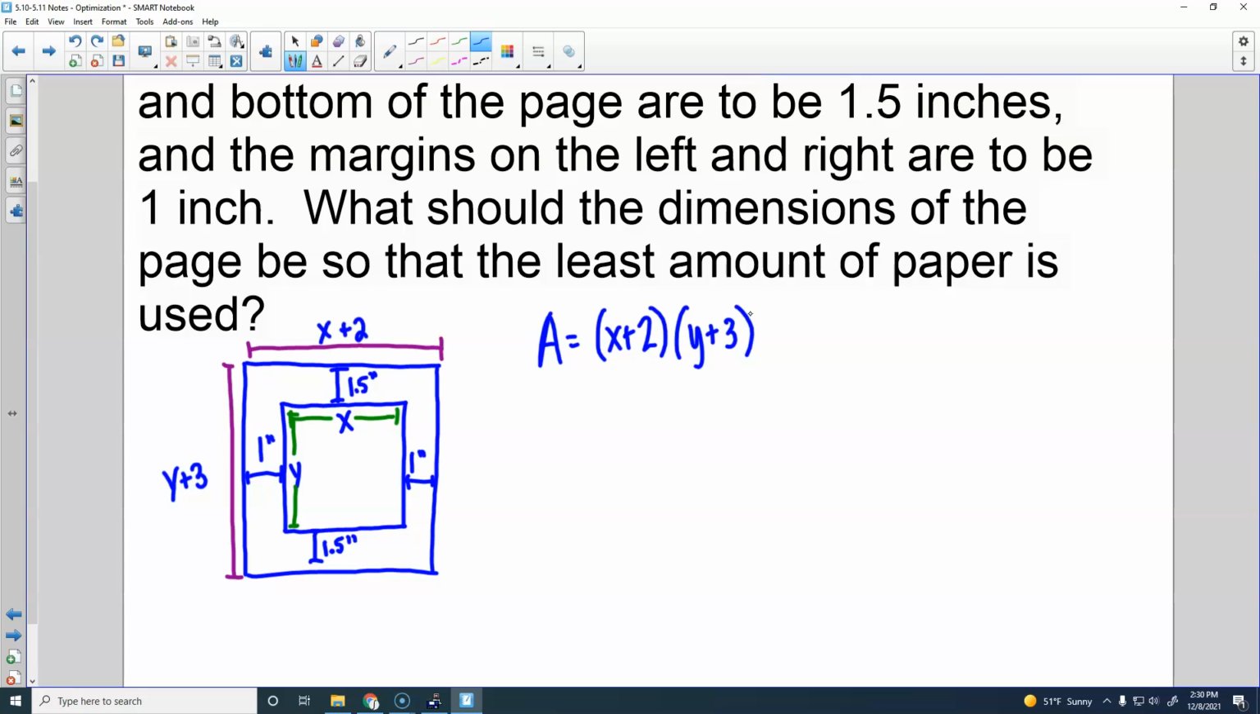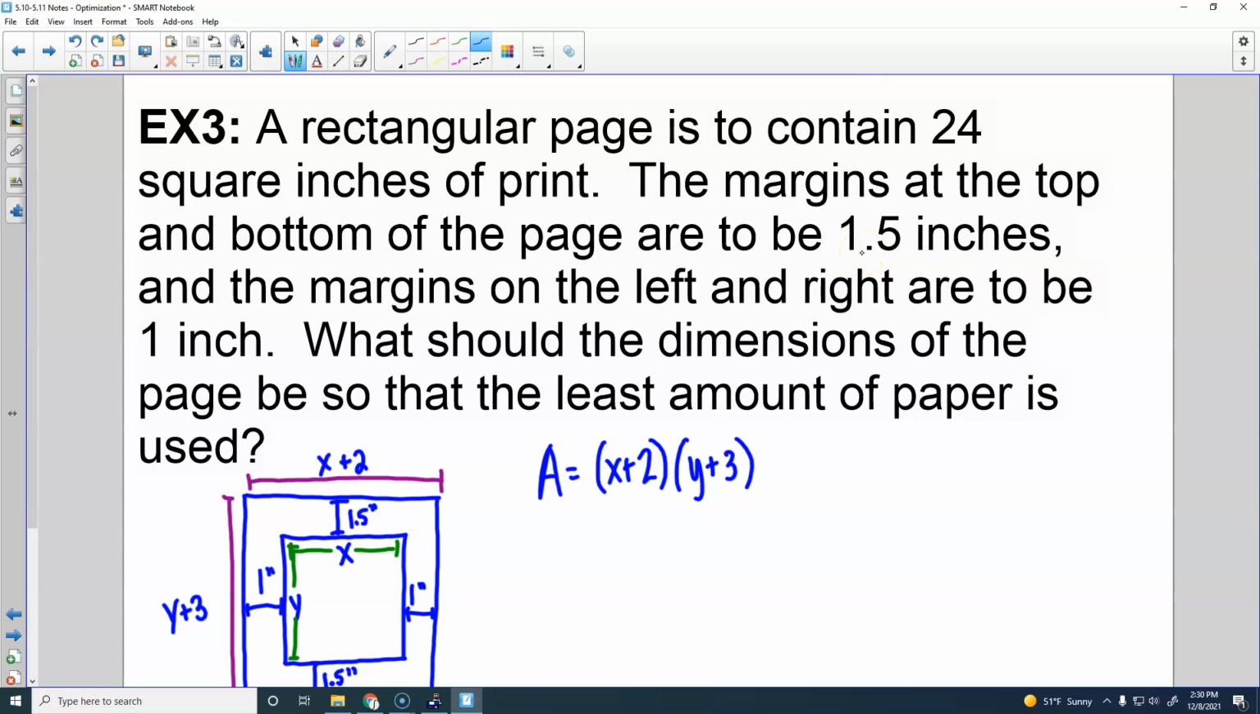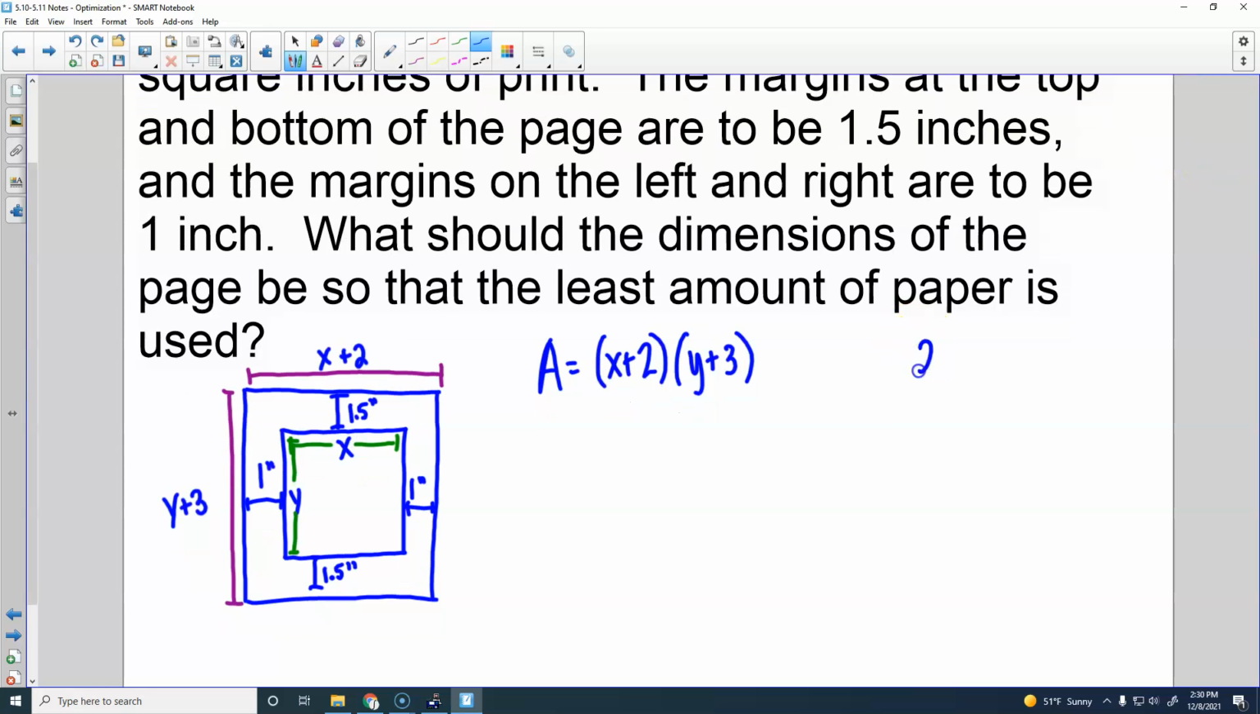Okay? So area of the inside, they told us what the area of the inside part is supposed to be. What is it? 24 is going to equal X times Y. It is pretty easy to solve that for X or for Y. You can pick whichever one you want to use. It really does not matter. I just think X is a better variable, so I'm going to divide by X right here. So Y equals 24 over X. So I can take 24 over X and I can put it here for my Y.